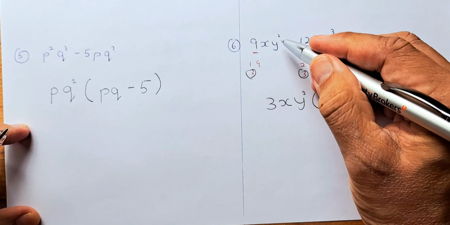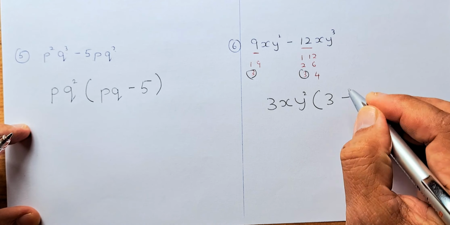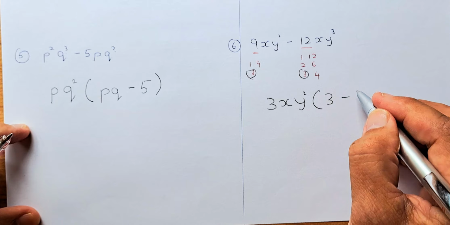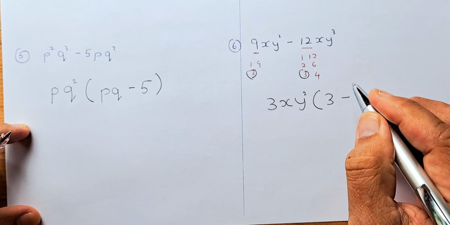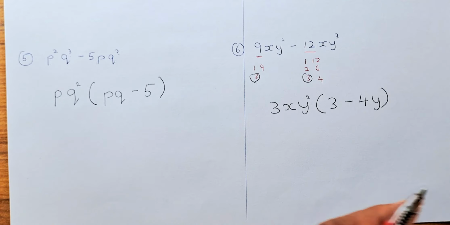So 9xy squared divided by 3xy squared, you're left with 3 minus 12xy cubed divided by 3xy squared, you're left with 4y. Yep, that's it. Okay, so that is how you factorize an expression.